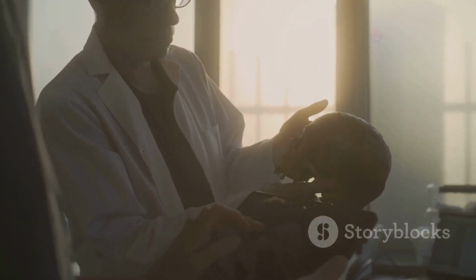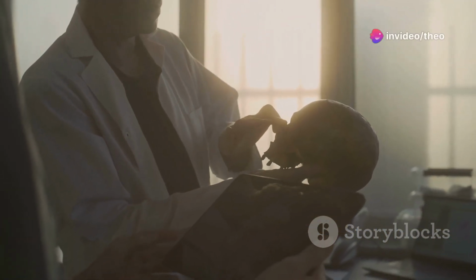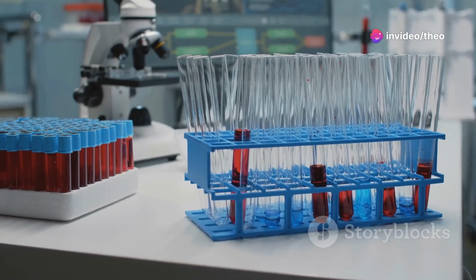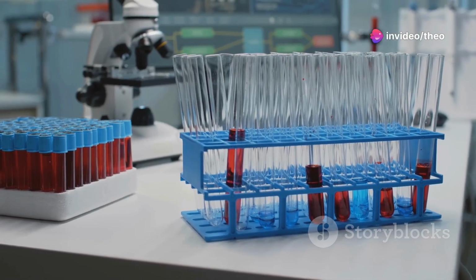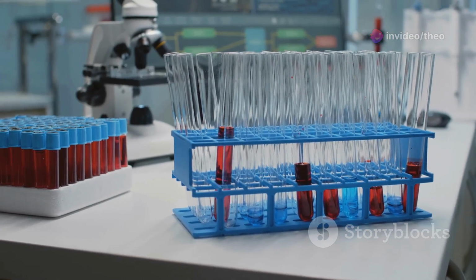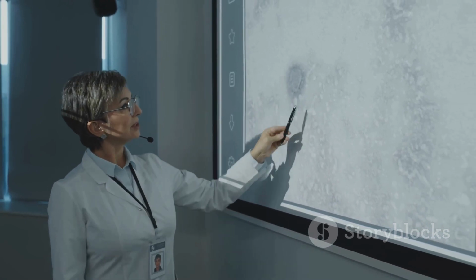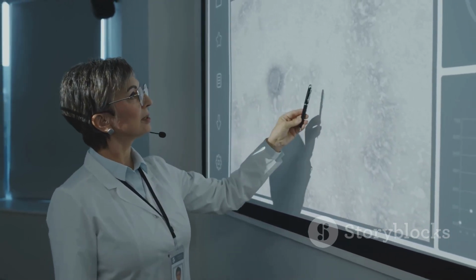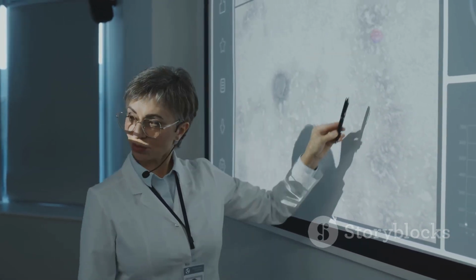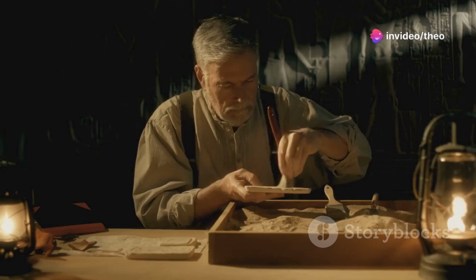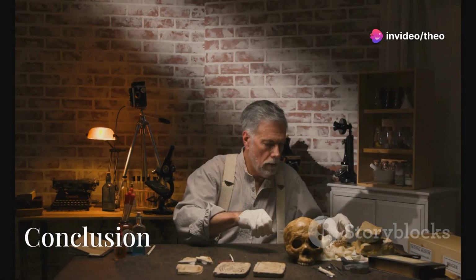The process starts with taking a tiny sample from an artifact, like a piece of wood or bone. Scientists then measure how much carbon-14 is still present. By applying the exponential decay equation, they can calculate the time that has passed since the organism died, giving them an estimate of the artifact's age.